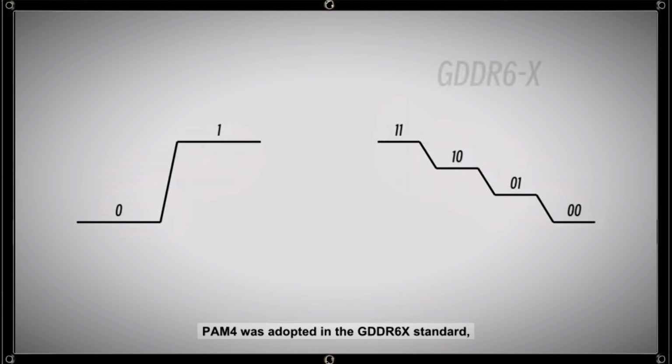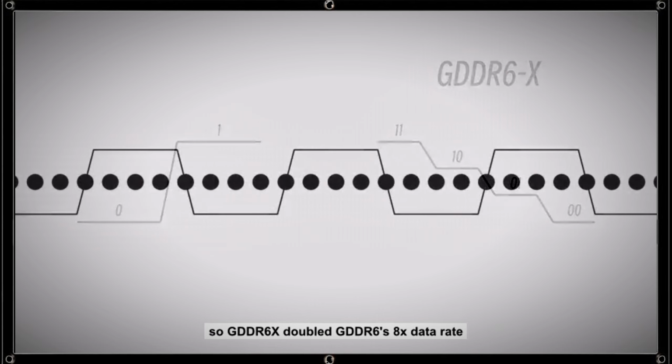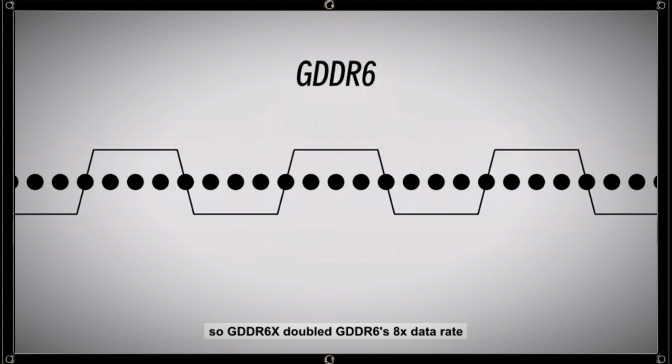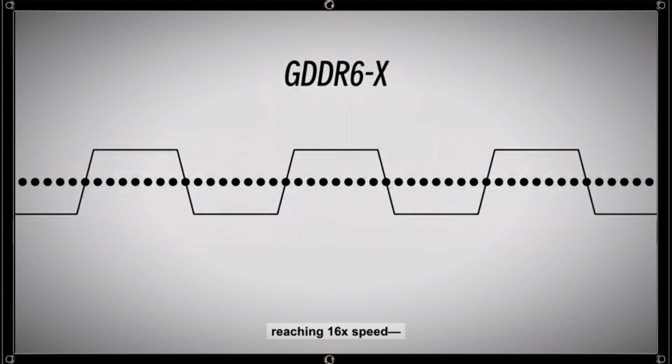PAM4 was adopted in the GDDR6X standard. So GDDR6X doubled the GDDR6 data rate of 8x once more, reaching 16x speed, transmitting 16 binary data transfers per clock cycle.